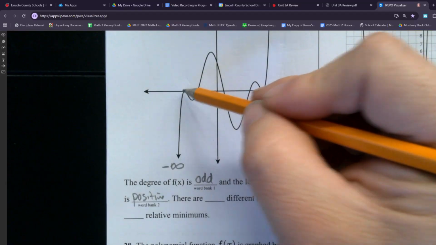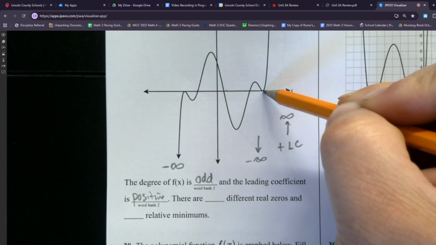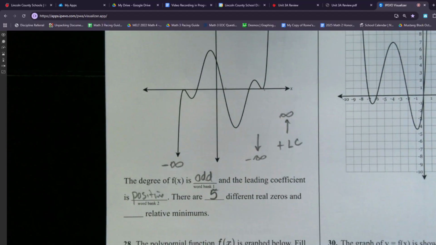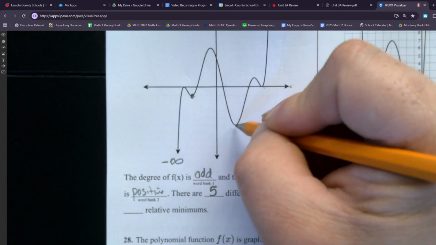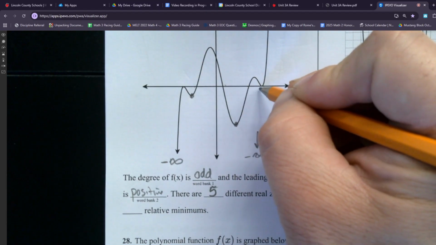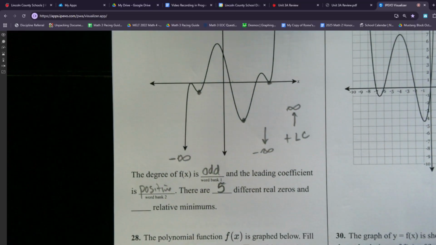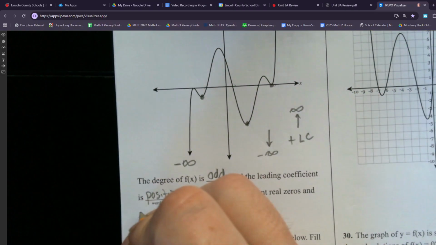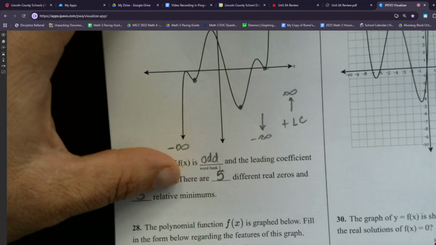There are 1, 2, 3, 4, 5 different real zeros. Real zeros, remember, are x-intercepts. And as far as minimums go, you got 1, 2, 3 relative minimums. Okay, so 3 relative minimums. So that'd be your answer. Okay.